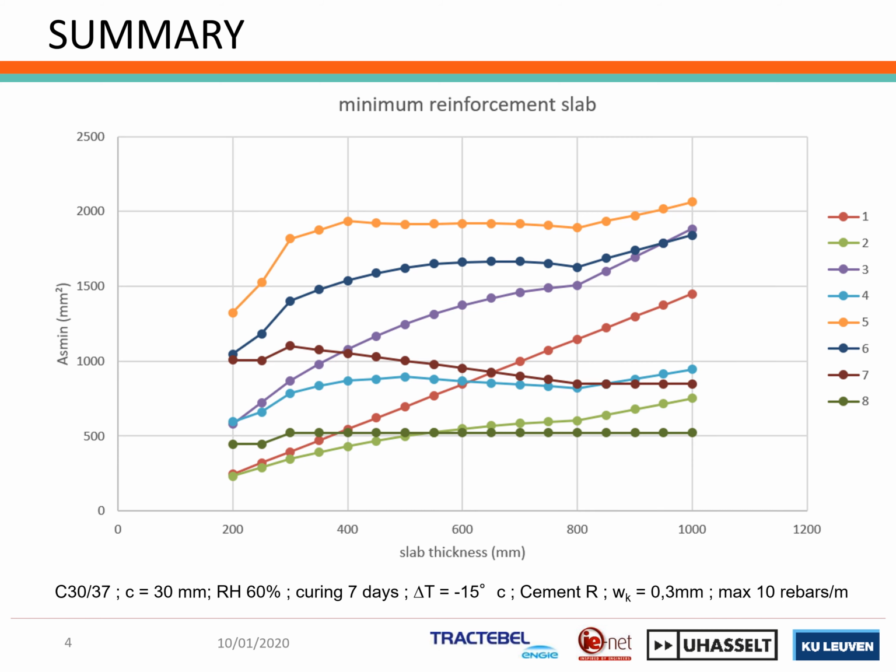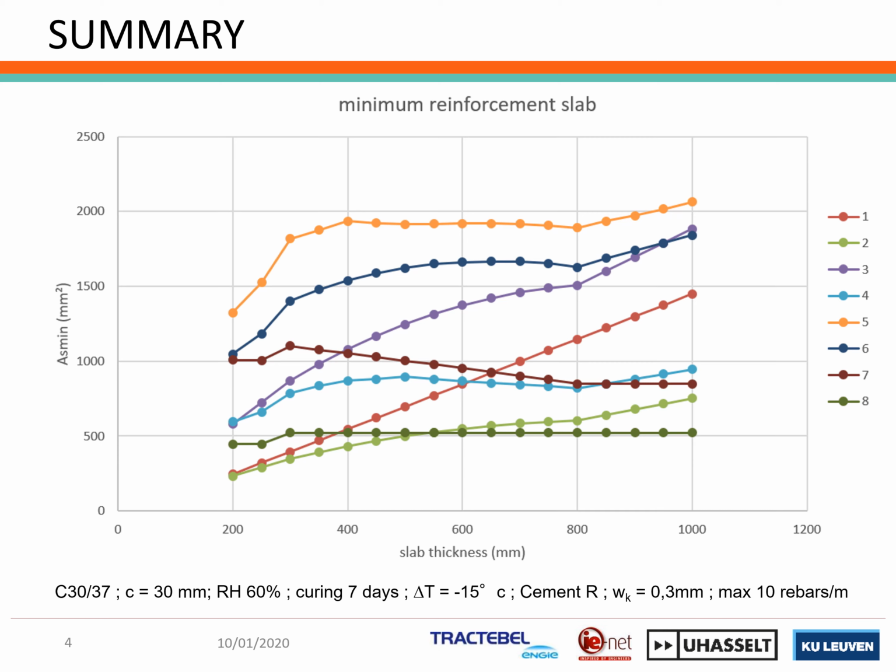Applying the 8 different formulas to a slab with a thickness varying from 200 to 1000 millimeters, we obtain the following results. On the y-axis, there is the amount of minimum reinforcement. On the x-axis is the slab thickness. First of all, there is a wide scatter in the results. It is important to choose the correct method.